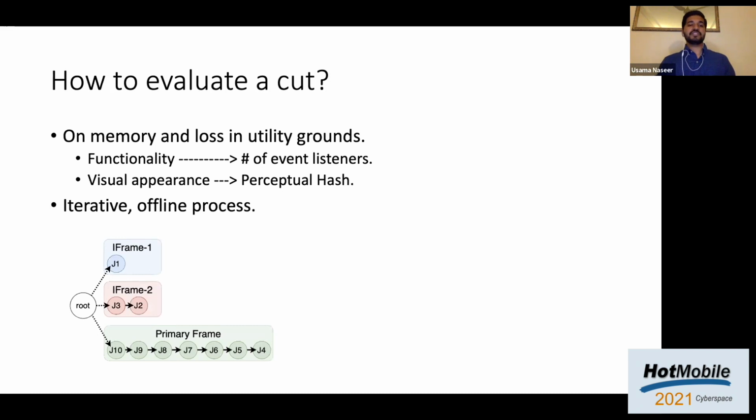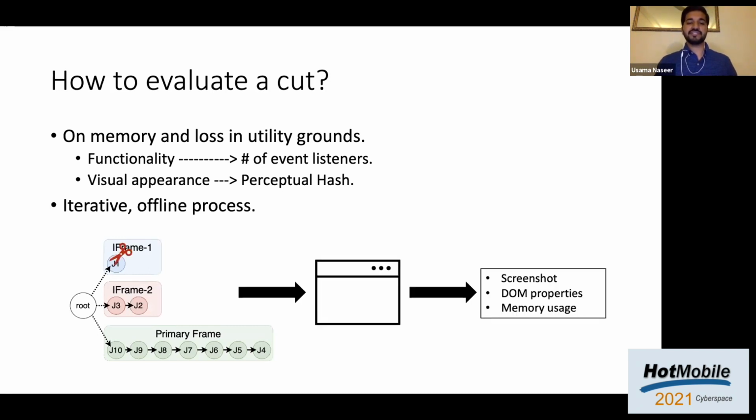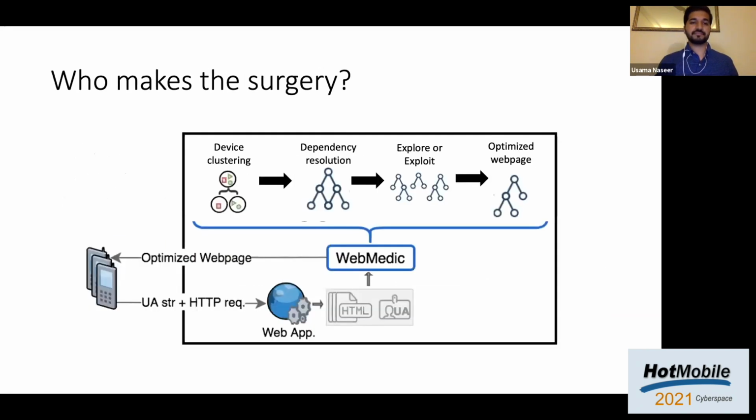Currently, we do this in an iterative way. It's an offline process where we cut a JavaScript, we load the web page in a browser, and we take a screenshot, DOM properties, and memory usage. We keep doing this for each JavaScript one by one, and we compare it with the baseline to measure the utility and memory profile of individual JavaScripts.